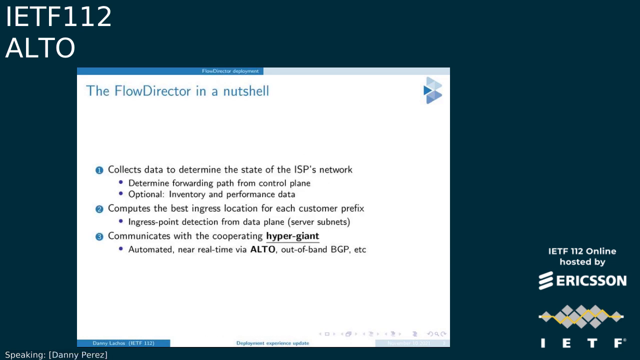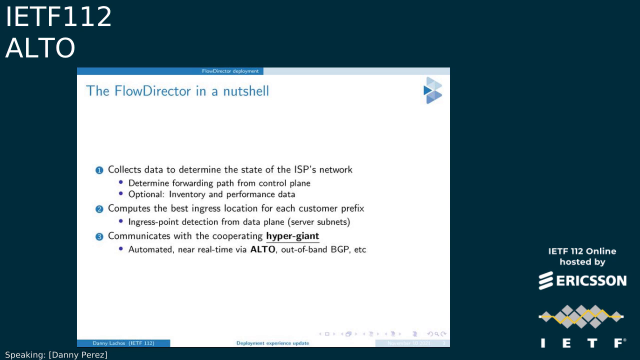Next. Yeah, let's start with Flow Director. So in a few words, basically Flow Director collects data from the internal state of the ISPs. Basically, it builds an inventory from the forwarding and control plane. Secondly, Flow Director computes the path mapping and compiles that into an accessible database. And finally, it communicates this information to the hyper-giants.